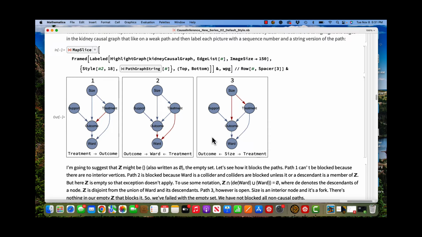So if we want to have a causal treatment, our regression is going to have our 2 features be treatment, because that's what we're measuring, and size, which is the member of the valid adjustment set.